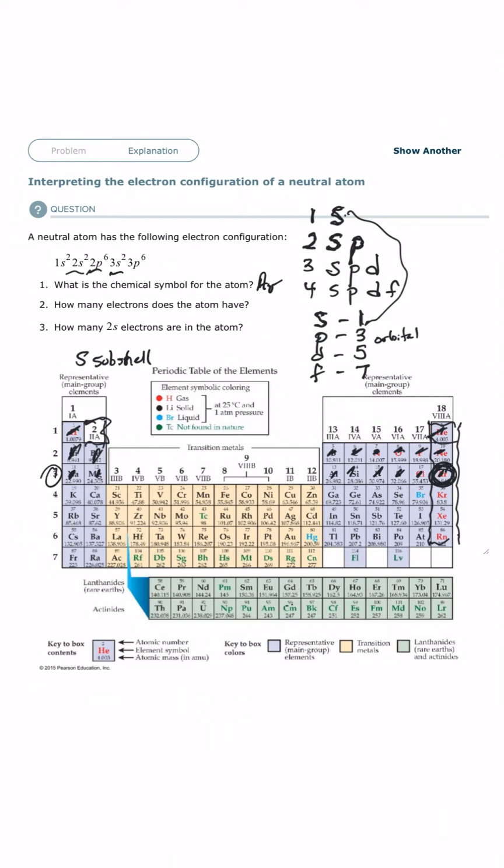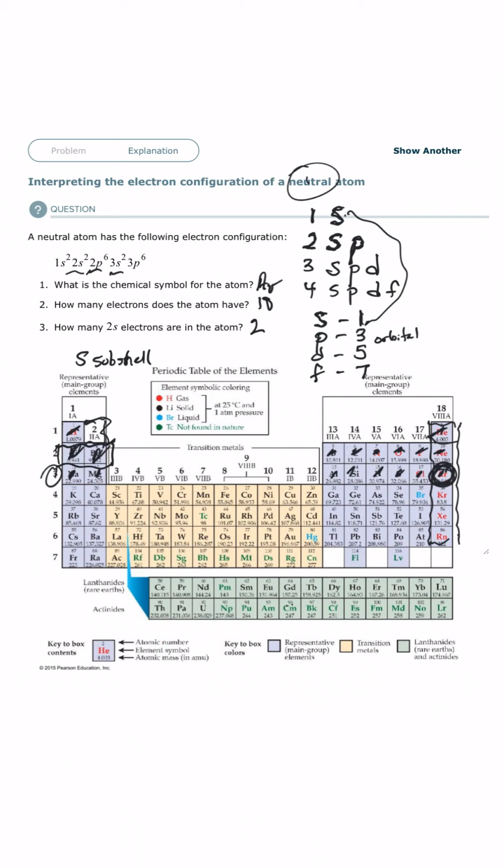Okay? How many electrons does the atom have? Well, there are 18 protons in argon, and since argon is a neutral element, this is a neutral atom, they're going to have the same number. So if there's 18 protons, there's going to be 18 electrons. And how many 2s electrons are there in the atom? Well, 2s is here, and there are 2. 1, 2. There are 2 2s electrons.